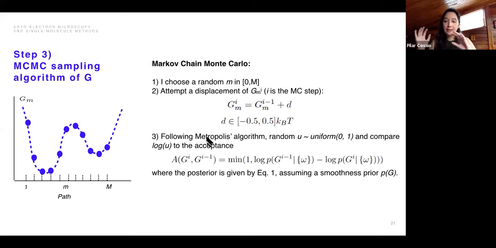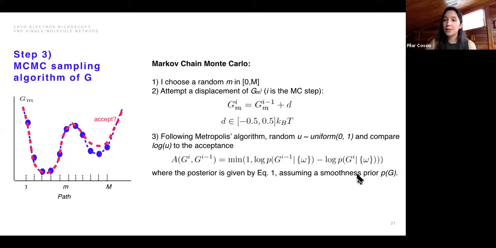Okay, so now we have calculated all the probabilities, the similarities between each model and each image. And then we do a Markov chain Monte Carlo. So here, we have a starting free energy profile. This is our free energy profile, this is our path. And then I randomly choose one model along the path, say this one. And what I do is I attempt a displacement of the free energy. So I'm just going to, for example, shift up the free energy. And then we use the Metropolis algorithm to accept or reject this free energy, given the posterior probability that we calculated before, defined by equation 1.